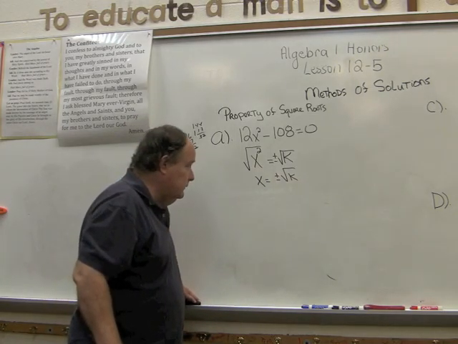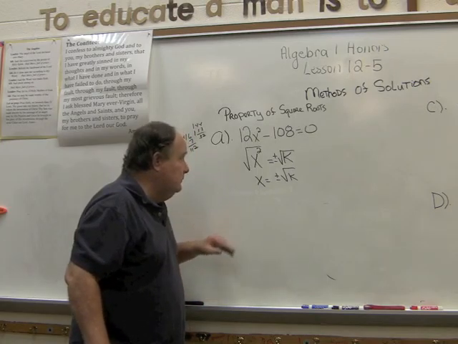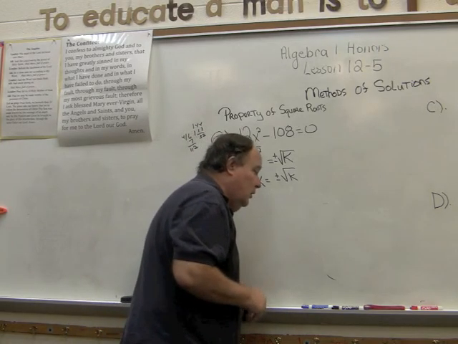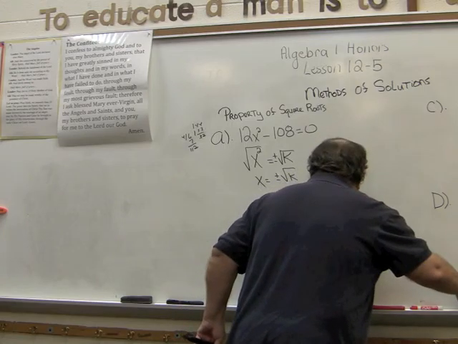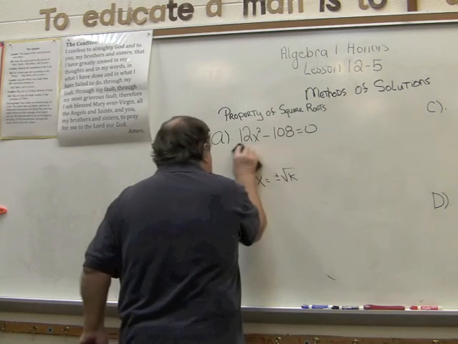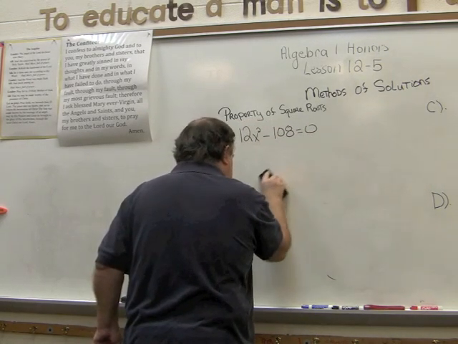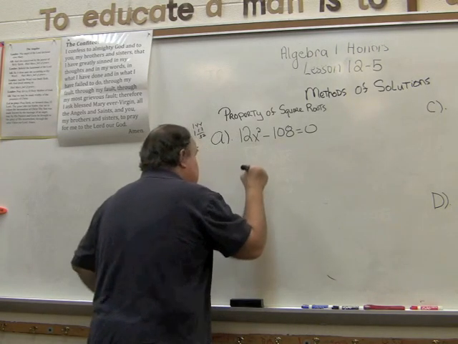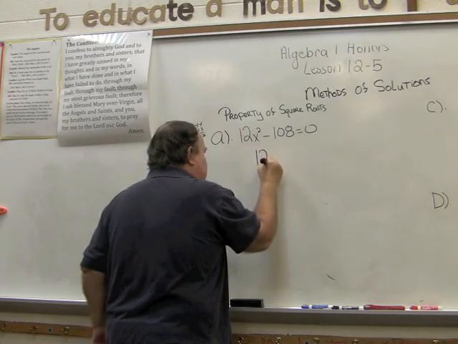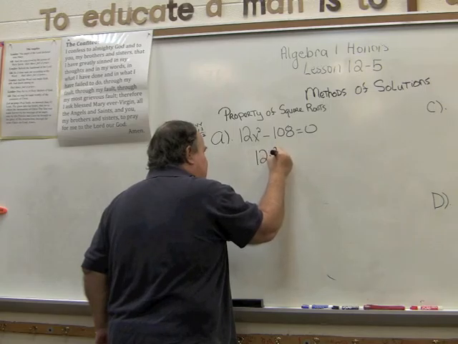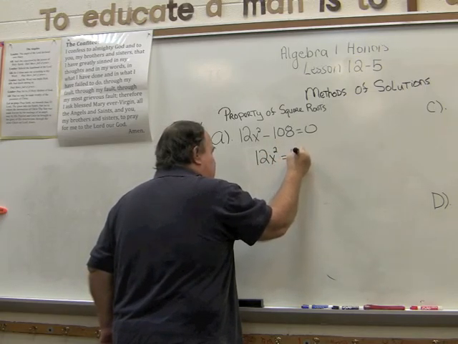Do I factor out my 12 first? Well, we can. We can factor out our 12 first. That's normally how this is done. Now, here's how this is done. In this case, we're going to write 12x squared here, and we're going to send this other guy to the other side, and he's going to be 108.